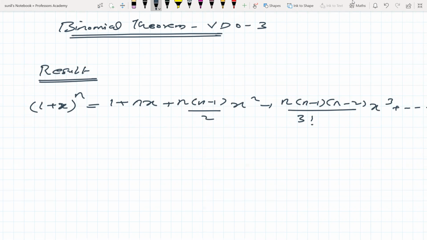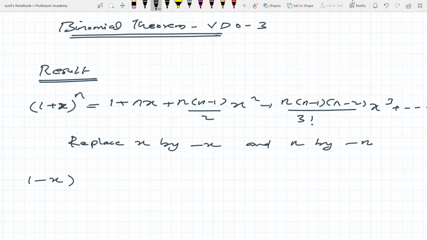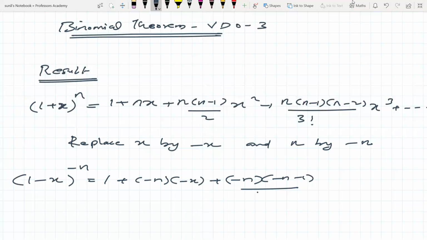So what I am planning to do here, we are going to replace x by minus x and replace n by minus n. So what we are going to get is something like this, 1 minus x raised to minus n. If we put these values, you can see that 1 plus, this is minus n into minus x, then it is coming out to be minus n into minus n minus 1 by 1 into 2 into minus x square, something like this.